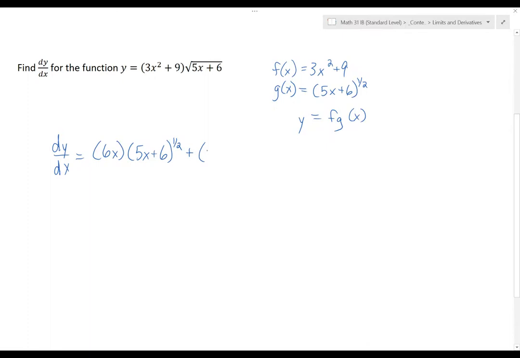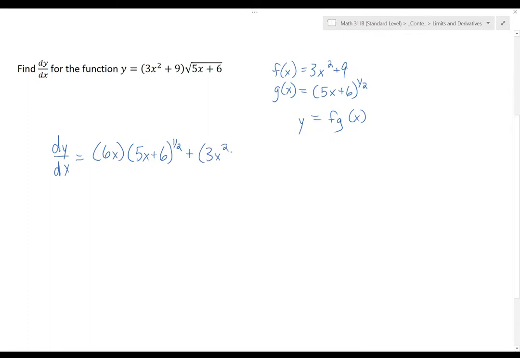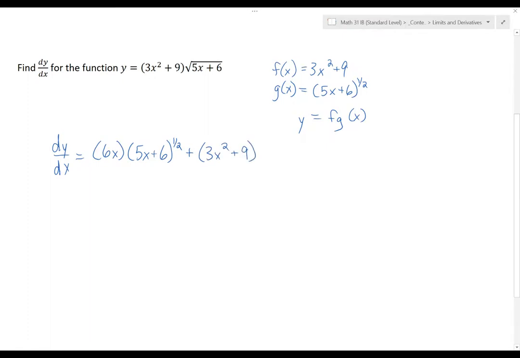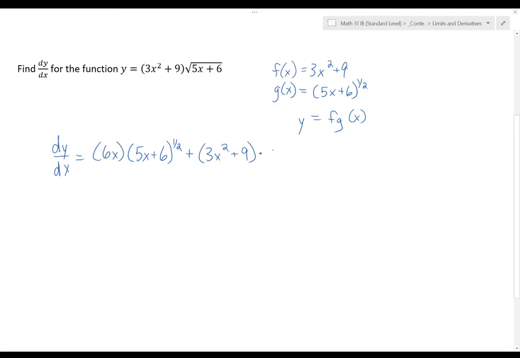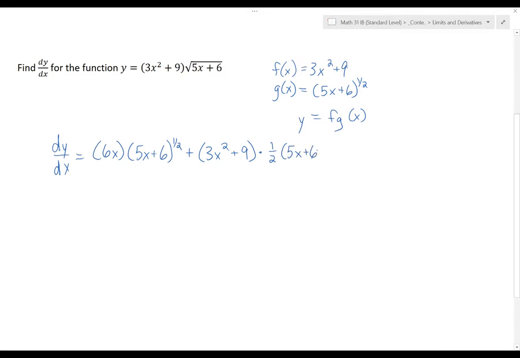Plus, now I just write the first function, 3x squared plus 9, not the derivative, just as it is. And now I'm going to multiply by the derivative of the second function, which is 1/2 times 5x plus 6 to the power of negative 1/2 times 5. Don't forget the chain rule here.